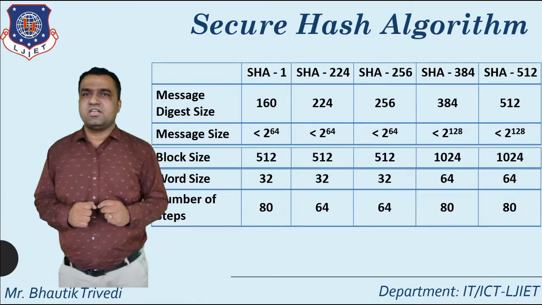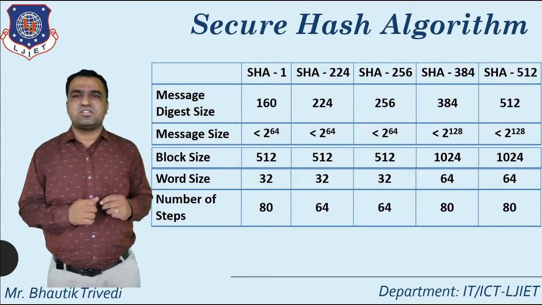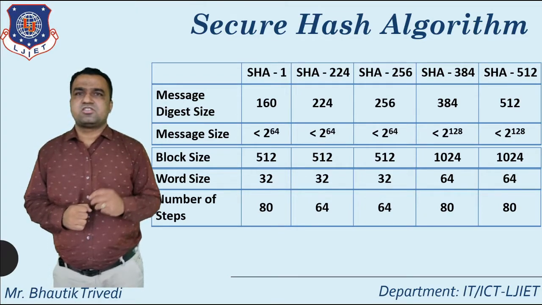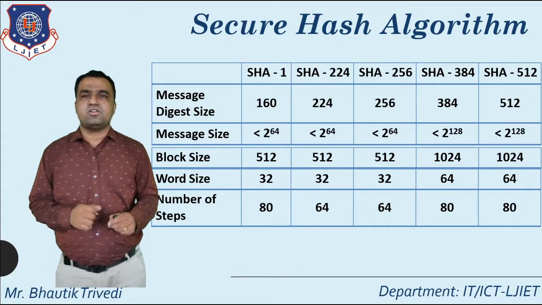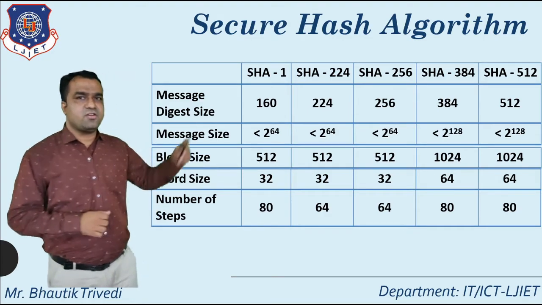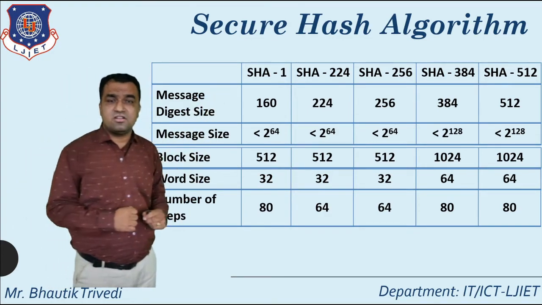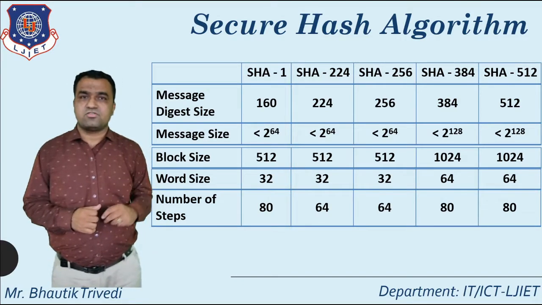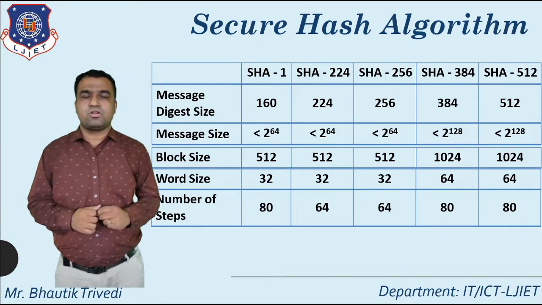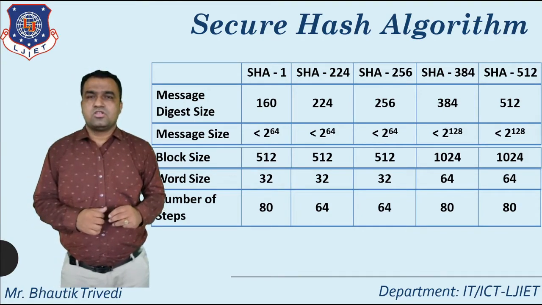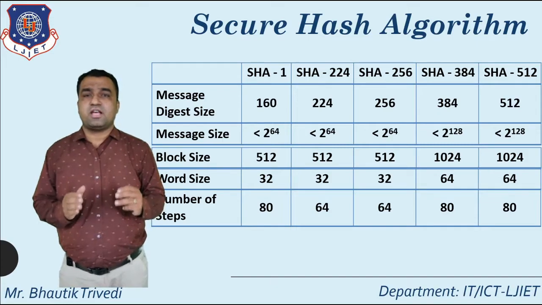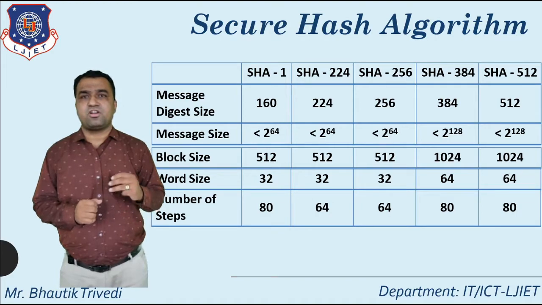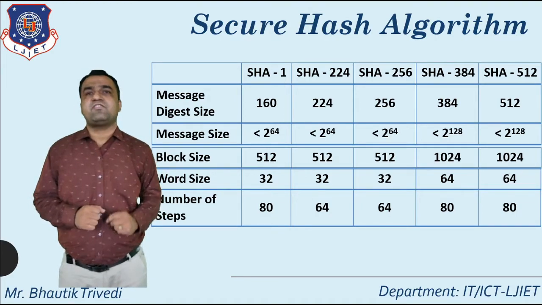Now if you categorize the secure hash algorithm into different categories, SHA is generally divided into 5 categories. Category number 1 is SHA1. Then SHA224. After that SHA256, SHA384 and SHA512. So there are 5 categories of the secure hash algorithm, and each and every algorithm supports different parameters. Start with the first one.